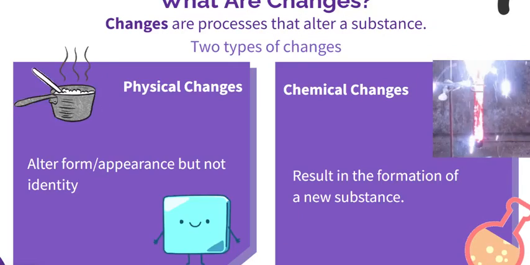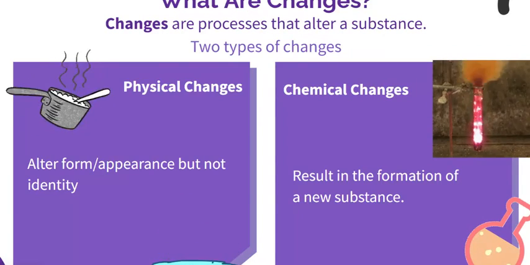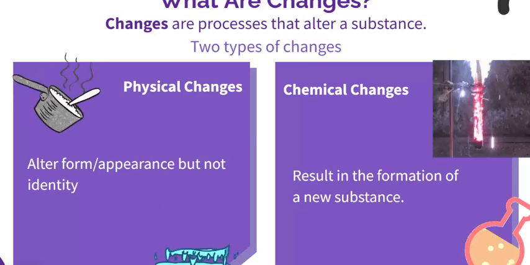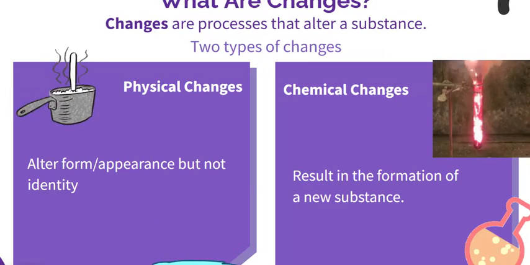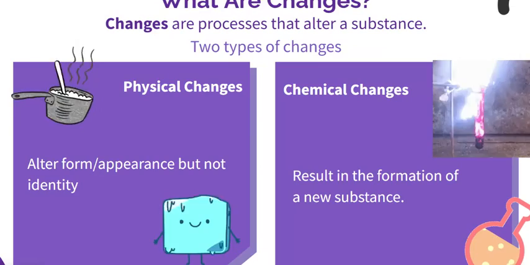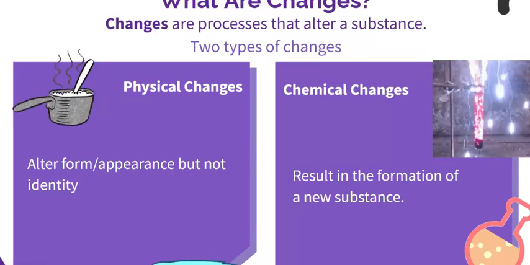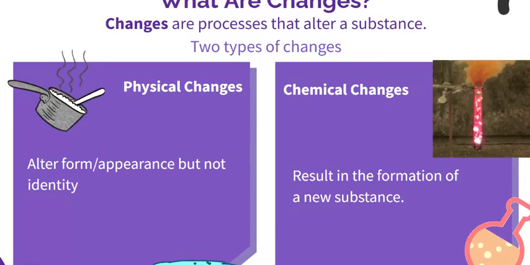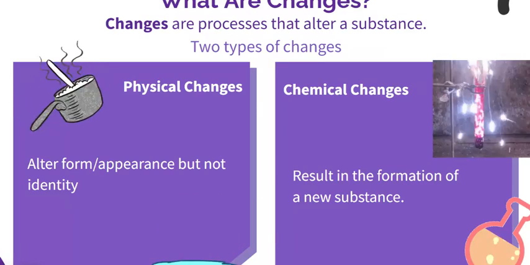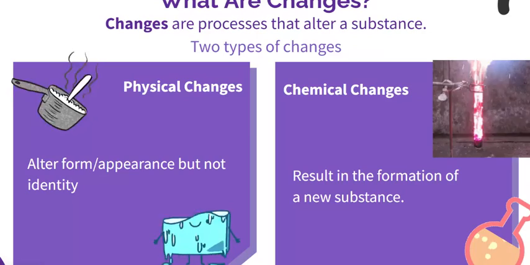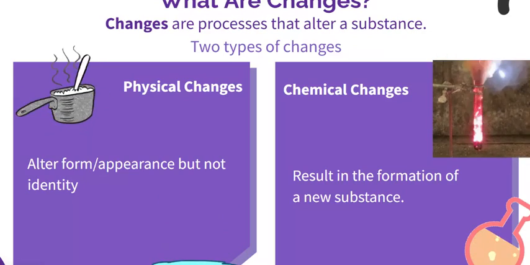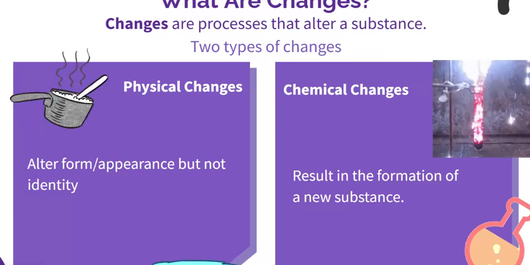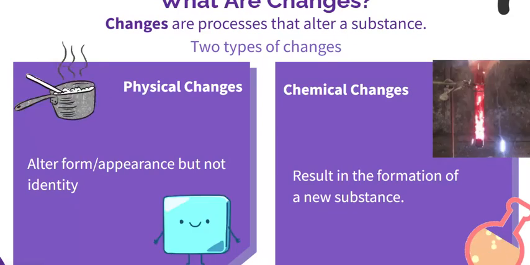Moving ahead to changes, changes are actually processes. They're processes that alter a substance. Again, we're going to be interested in two types of changes, physical changes and chemical changes. Physical changes alter the form or the appearance of a substance, but do not change its identity into something new. Chemical changes result in the formation of a new substance.